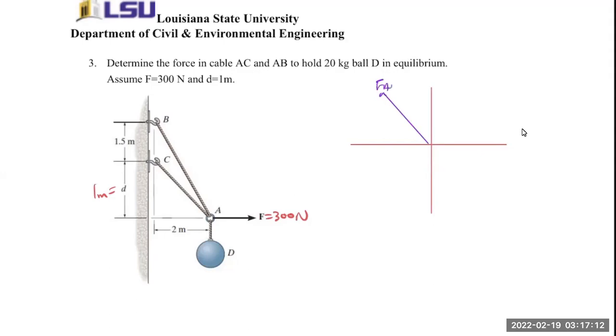So this is my FAB. This is my FAC. Okay, but first, we don't know the angles, but we do know the horizontal and vertical distance. So we are able to use the Pythagorean theorem to find out what the hypotenuse is. So for FAB, I know that along my y direction would be 1.5 plus 1, which is 2.5. Okay, it could be 2.5, but I'm going to double it. So I'm just calling it 5.